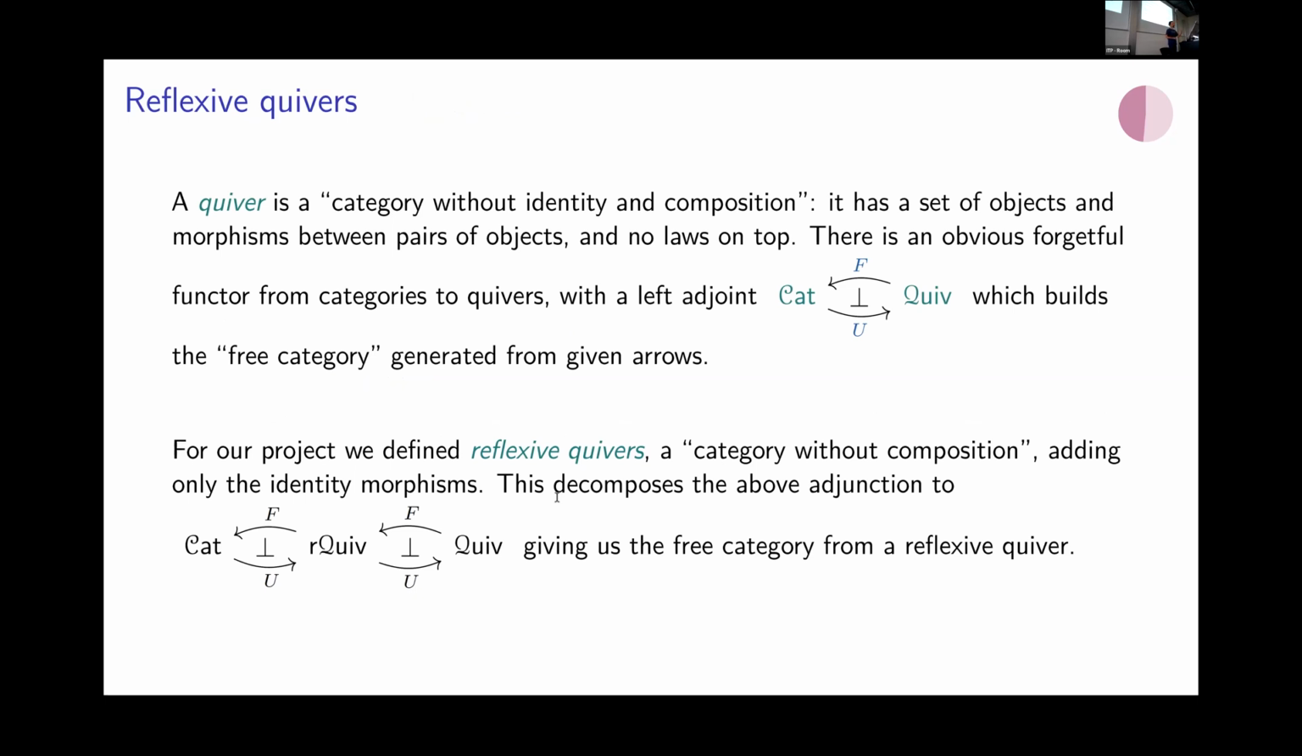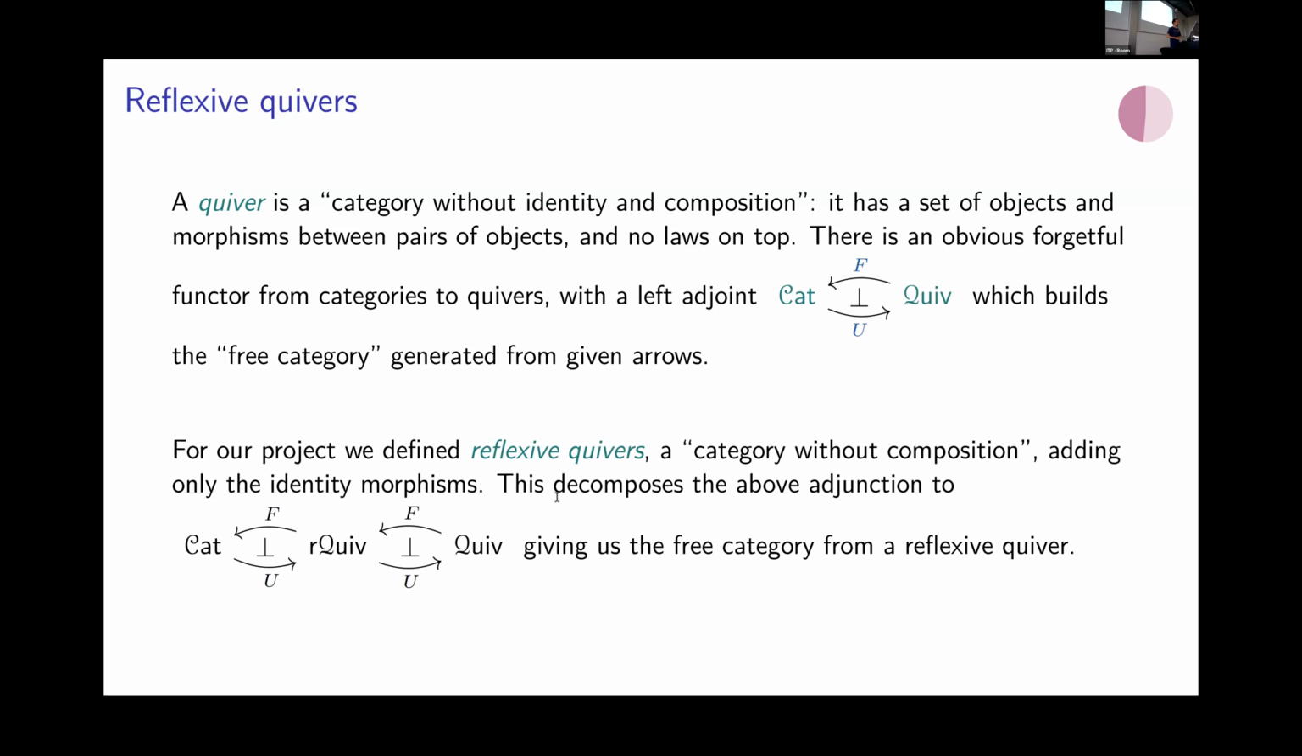Okay, so I have to introduce another thing here. A reflexive quiver, well, let's start with a quiver. A quiver is like you take a category and then you throw away the identity and the composition. So you have a set of objects, you have a set of morphisms, and that's it. You don't have any laws or anything. It's just objects and morphisms. So there's an obvious forgetful functor that takes a category and then just treats it as a quiver. And then that has a left adjoint. That's the free category that's generated from quiver data.